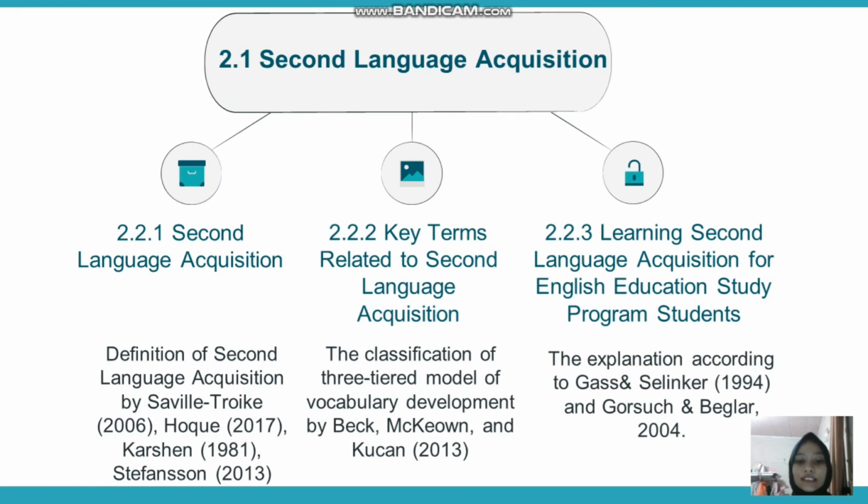To explain this, I use Beck, McKeown, and Kucan, the classification of the three-tier model of vocabulary development. And then learning second language acquisition for the English education study program. To explain this, I use Gass and Selinker in 1994, and also Gorsuch and Beglar in 2004.